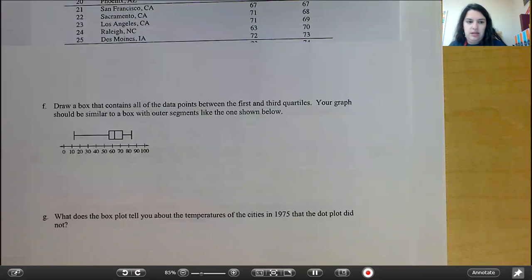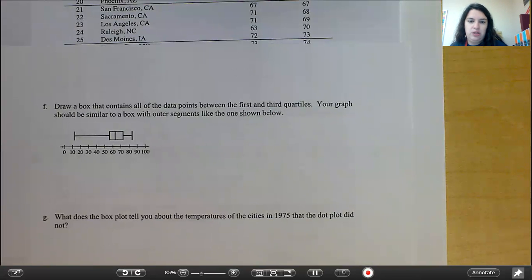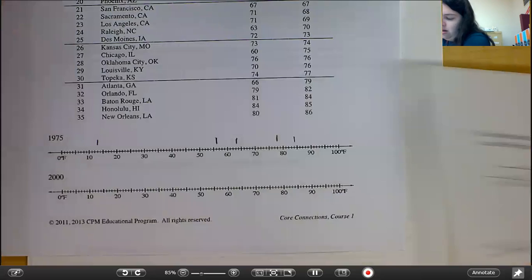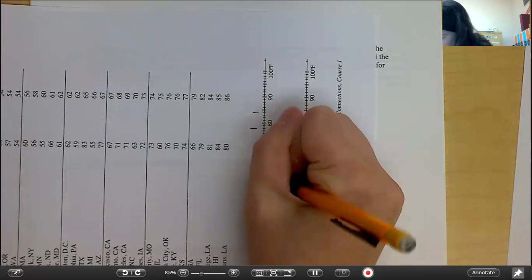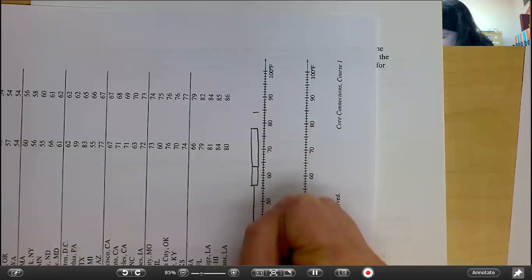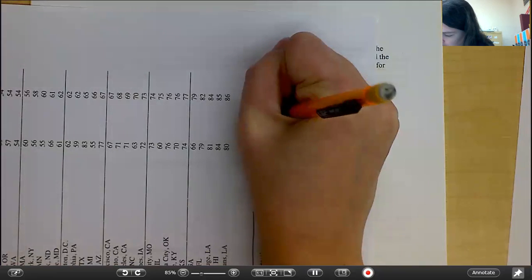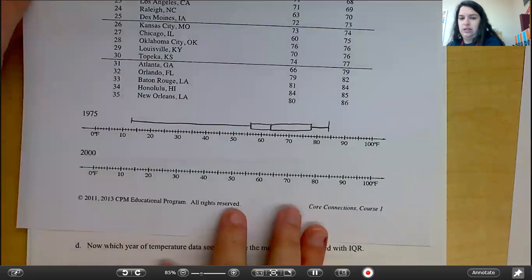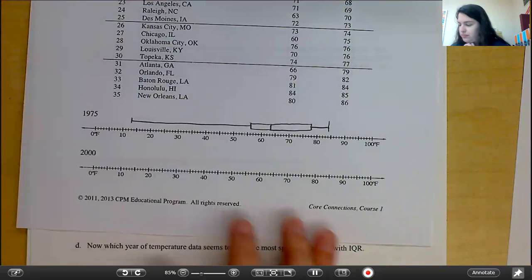F says, draw a box plot that contains all of the data points between the first and third quartiles. Your graph should be similar to a box with outer segments like the one shown below. So now I'm going to turn it so I can connect it. But we are connecting our box like so. And then there's just a line out to the minimum and a line out to the maximum. So your box plot, once connected, should look something like this.